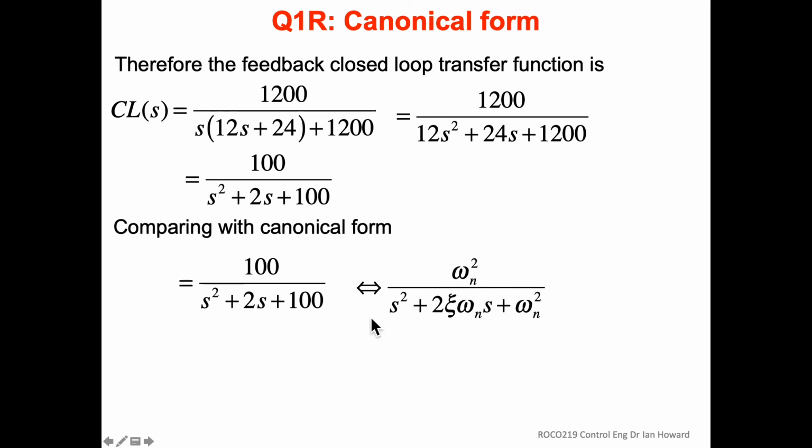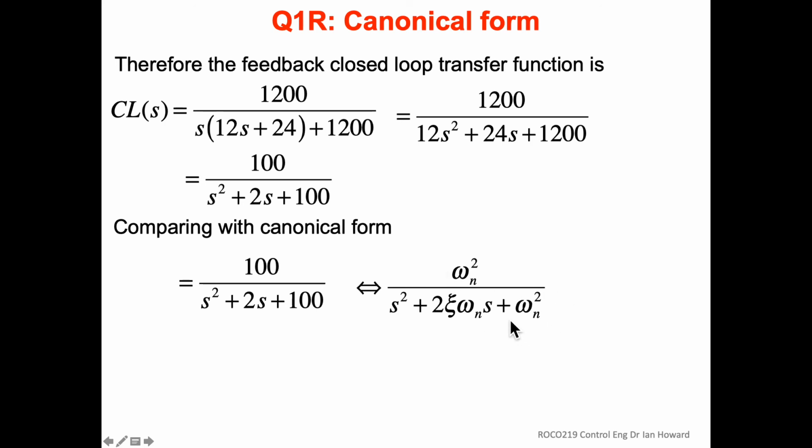But the canonical part, basically, we can concentrate on what happens at the denominator. And as you can see, we can represent that by the canonical form, in which case we have a unity in front of the s squared, which you've got already. In front of the s, we have 2 zeta omega n as the scaling factor, and in terms of the constant term, we have omega n squared.